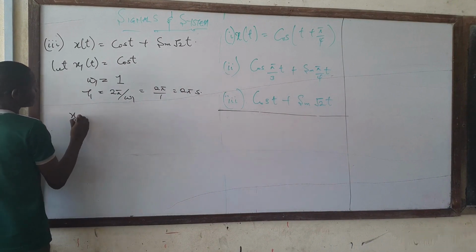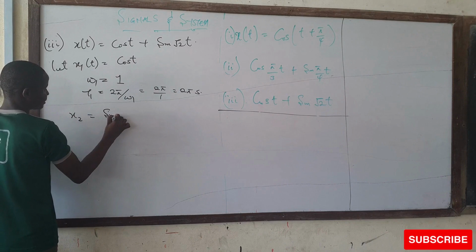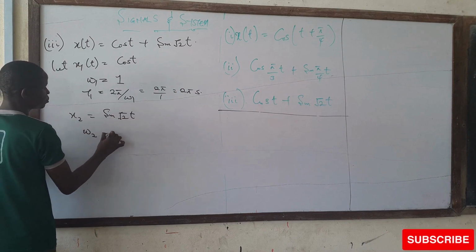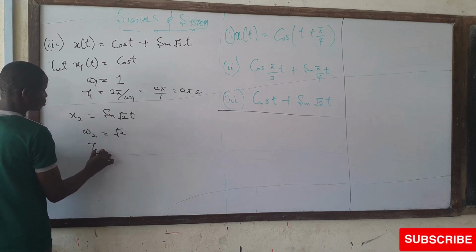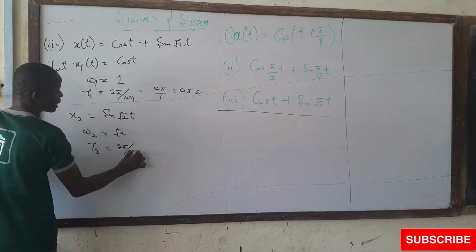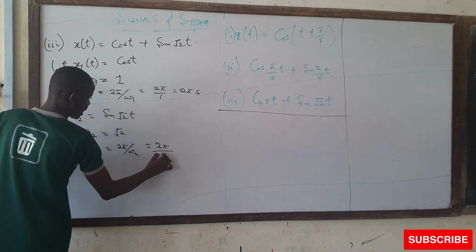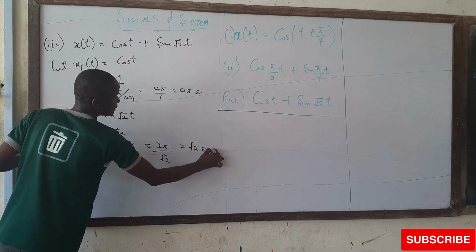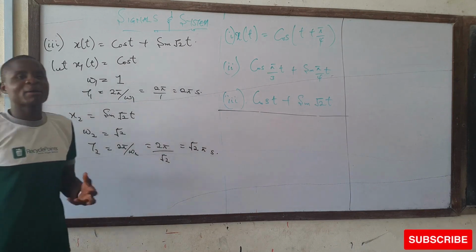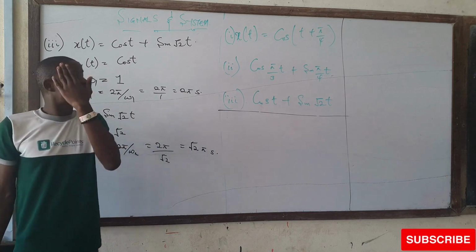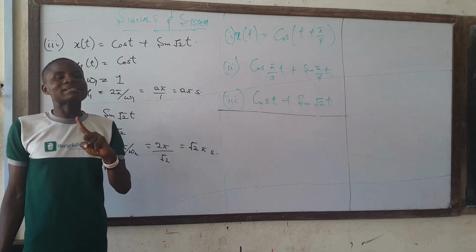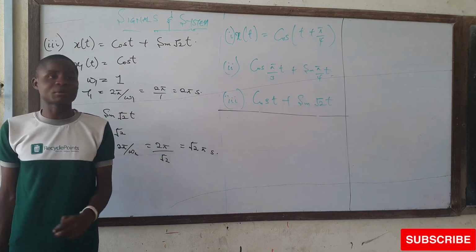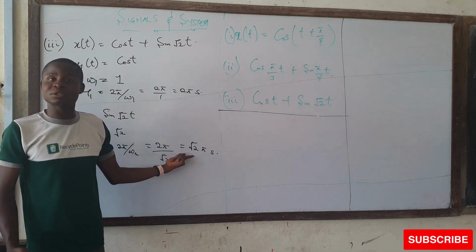Now, our x2 is going to be sine root 2 t. Hence, omega 2 is going to be root 2, and T2 is going to be 2 pi over omega 2, which is 2 pi over root 2. Now, 2 pi over root 2 is root 2 pi seconds. You remember when I started this video, I told you that for a signal to be periodic, it must have a rational number as its period. It must not have an irrational number. Now, root 2 is an irrational number.